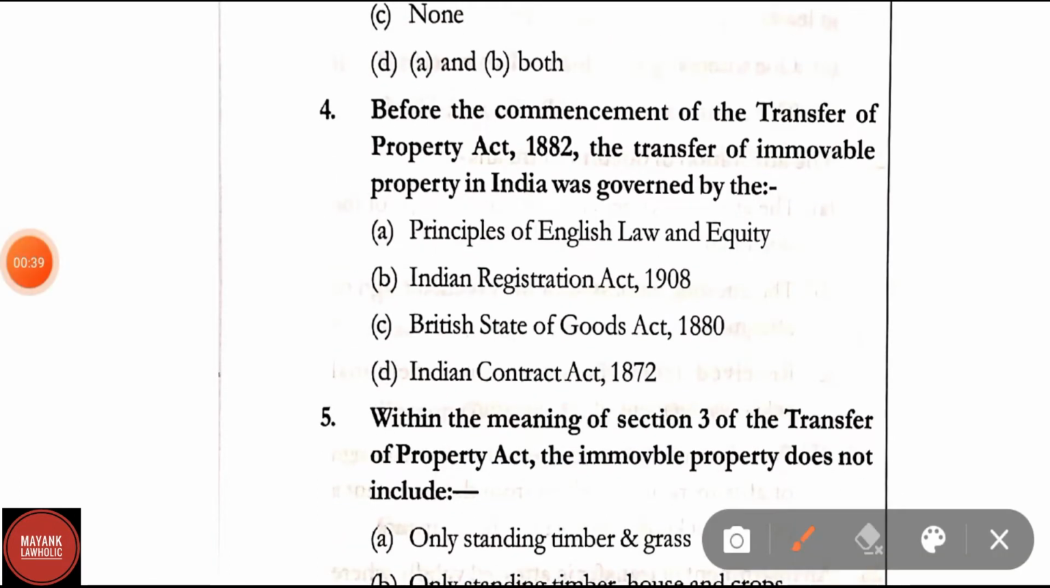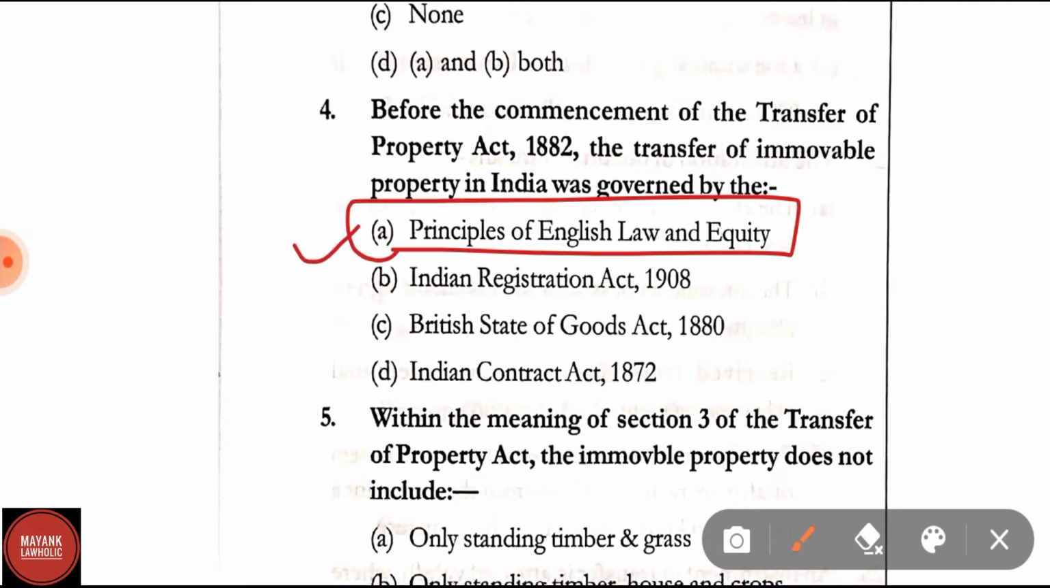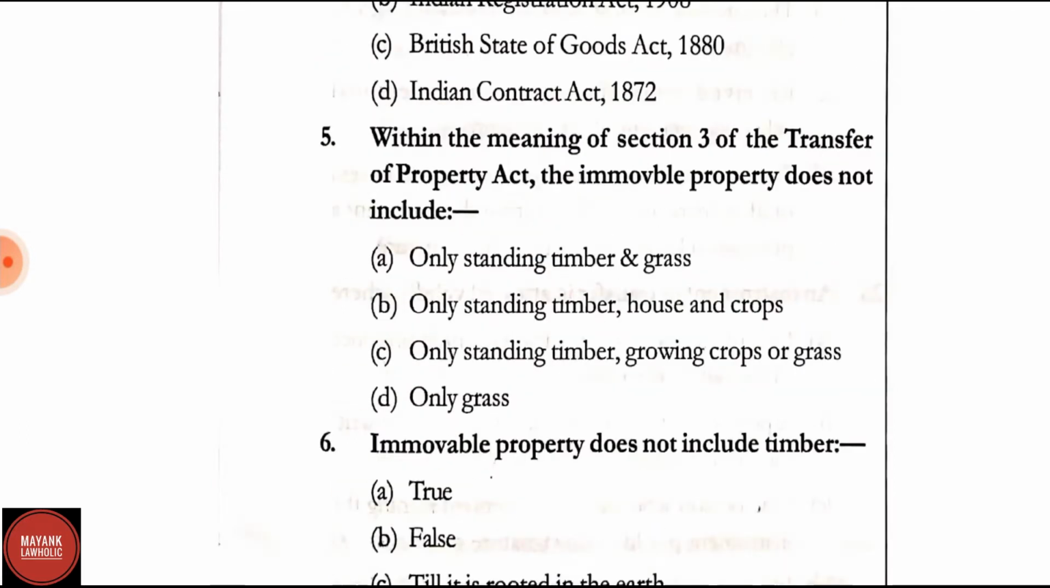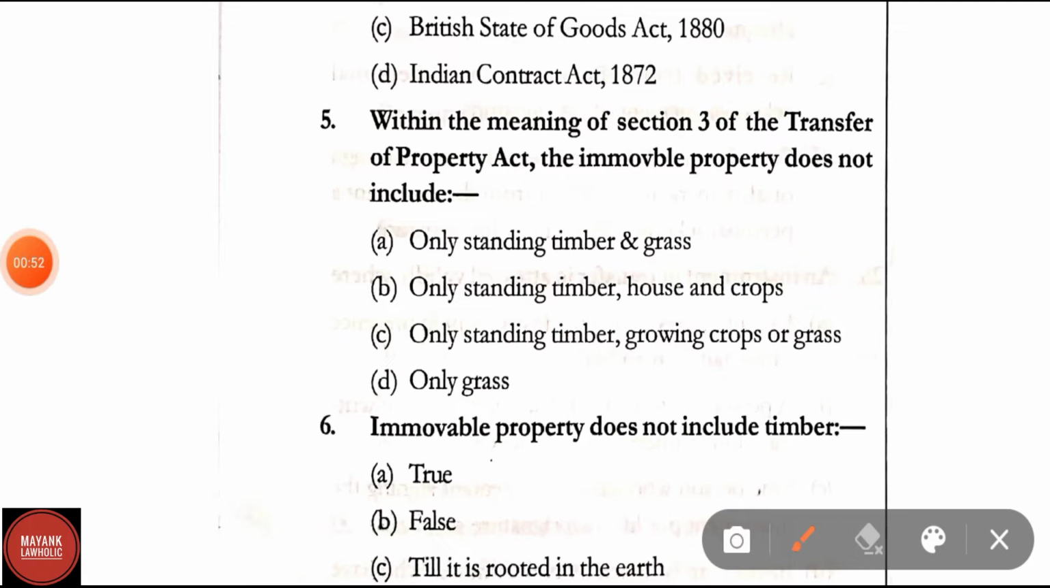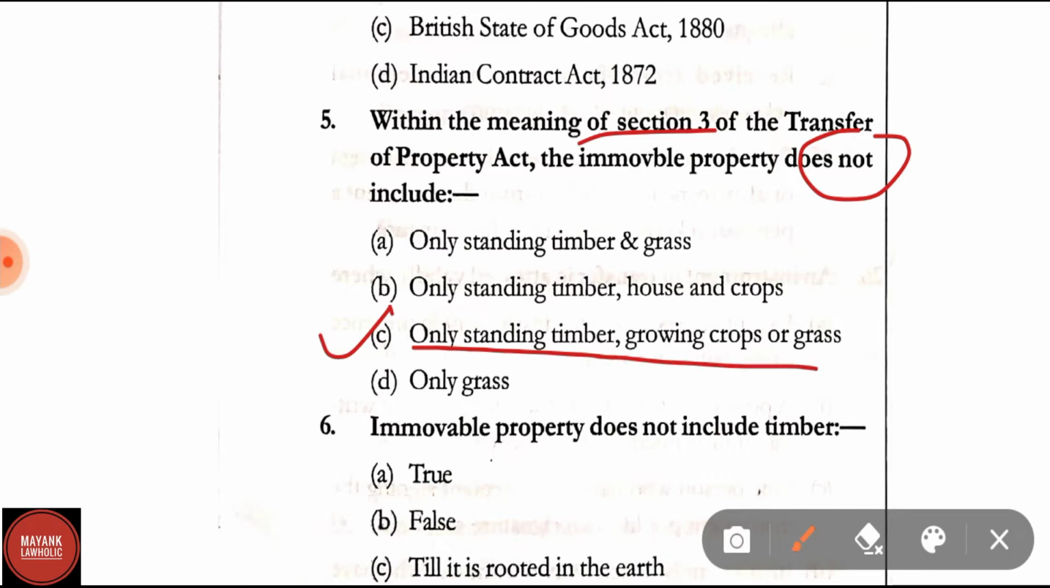Question number 4. Before the commencement of the Transfer of Property Act 1882, the transfer of immovable property in India was governed by principles of English law and equity. Option A is correct. Question number 5. Within the meaning of Section 3 of the Transfer of Property Act, immovable property does not include: only standing timber and grass; only standing timber, house and crops; only standing timber, growing crops or grass; only grass. Here the appropriate answer is C. It does not include standing timber, growing crops and grass.